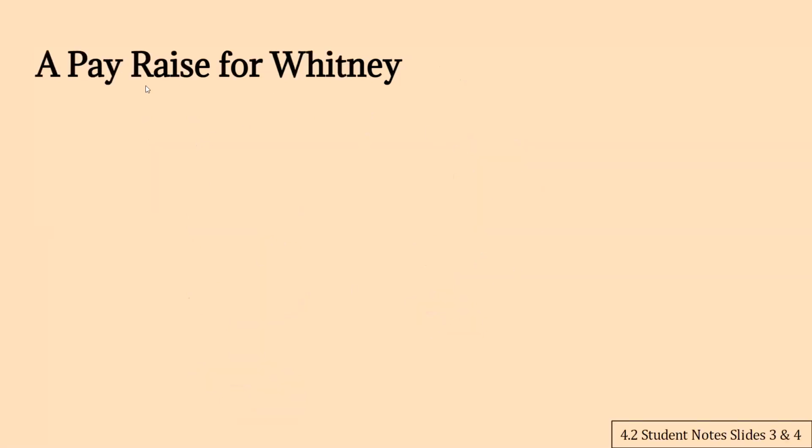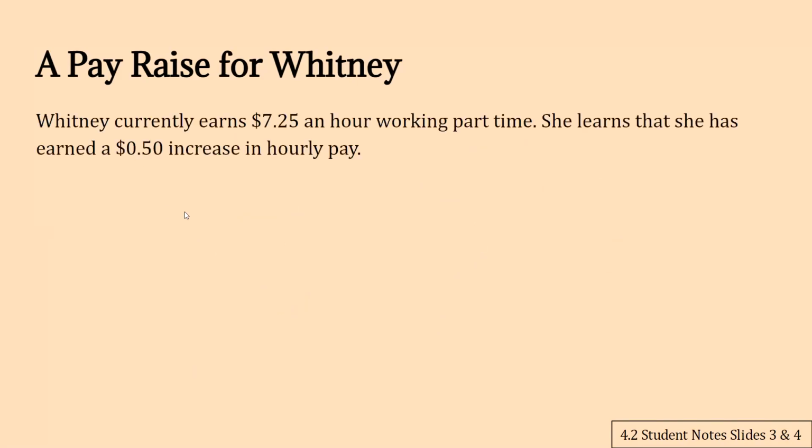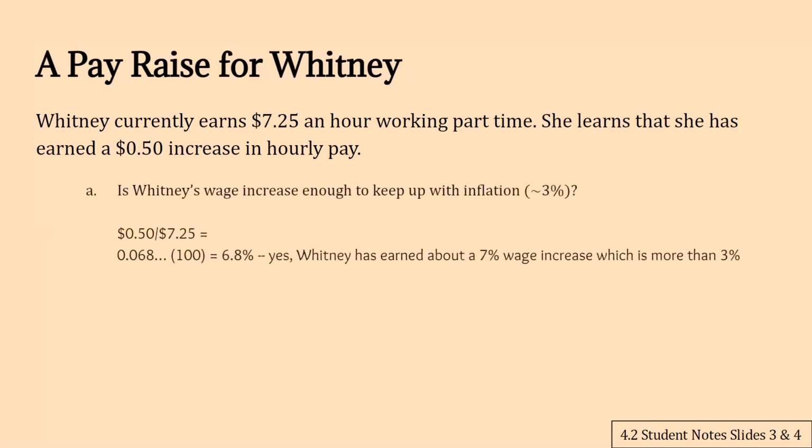And where this really comes into play is when we're talking about pay. So Whitney currently earns $7.25 an hour working part-time, and she learns that she has earned a 50-cent increase in her hourly pay. We want to know, is Whitney's wage increase enough to keep up with inflation, which is about 3%? To do that, we're going to figure out what percent 50 cents is out of 725. So you're going to do 50 cents divided by 725, and that's going to give us 0.068. We multiply that by 100 to turn it into a percentage, because percent means per 100, cent means 100. That's going to give us 6.8%. So Whitney has earned about a 7% wage increase, which is more than 3%. She's doing pretty well.